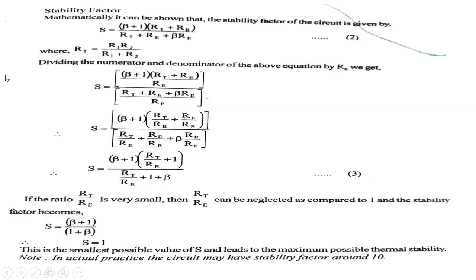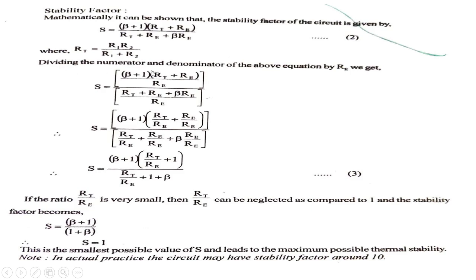Now see the stability factor. Mathematically, it can be shown that the stability factor of the circuit is given by S equals beta plus 1 into R_T plus RE upon R_T plus RE plus beta RE, where R_T equals R1 R2 upon R1 plus R2.